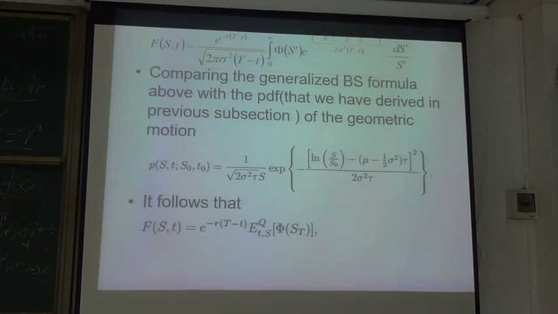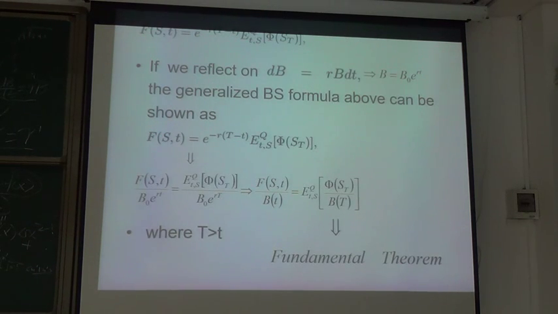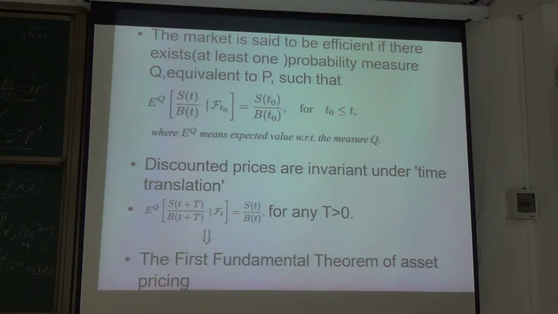And why do I write these equations? Because I want to introduce the martingale theorem, and this is the next foundation theorem of finance. The market is said to be efficient if there exists at least one probability measure Q equivalent to P, such that with the time transformation, S divided by B will be the same on the time t. And this is the first fundamental theorem of asset pricing.